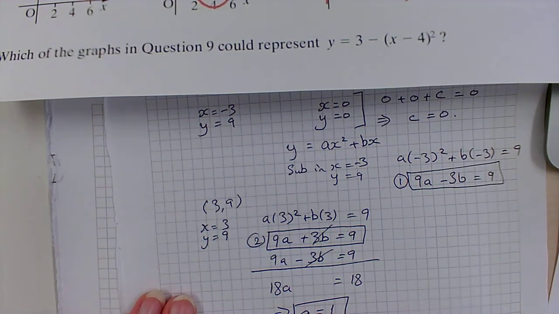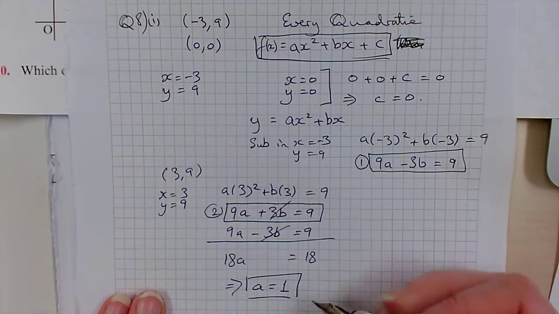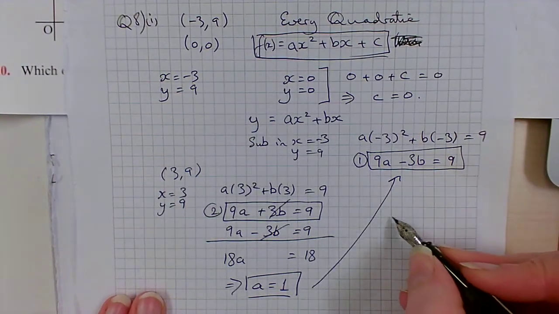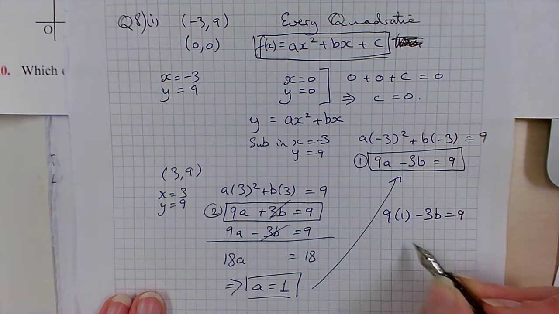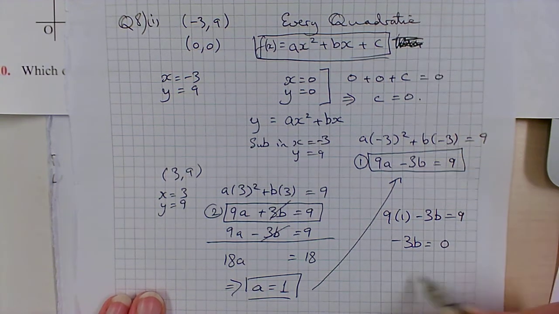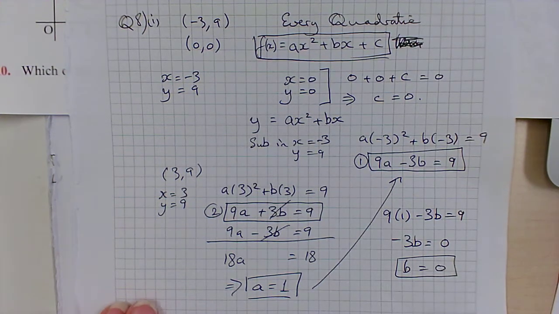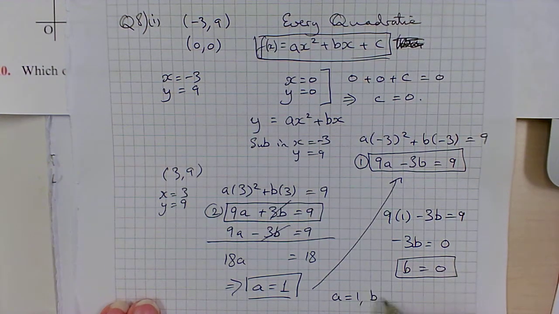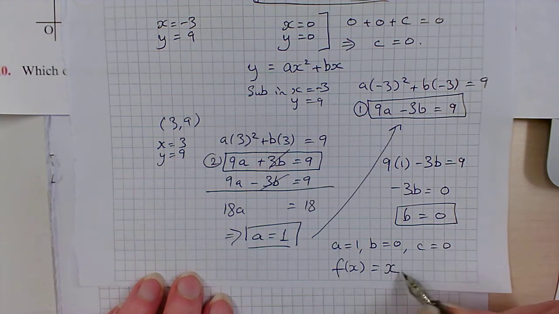And once I have my value for a, I can replace it up here. So 9 by 1 minus 3b is equal to 9. Minus 3b is equal to 0, and b is equal to 0. So I have my three values now. a is 1, b is 0, c is 0, and so f of x is equal to ax squared, x squared, plus bx, 0, plus c, 0.